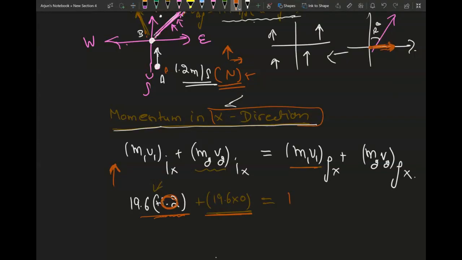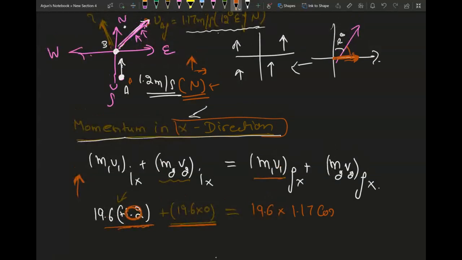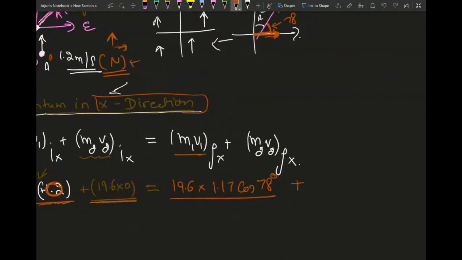And down here, I will take it as 19.6 multiplied by V1 final, which is 1.17, multiplied by cos of, I will use this angle, using the cos, that will be cos of 78 degrees. You can also do 90 minus 12, which is 78. So this is cos of 78 degrees, I'll use it down here, and plus you can use the sine of 12 degrees. Look into the trigonometry, I mean, how to change the angle.